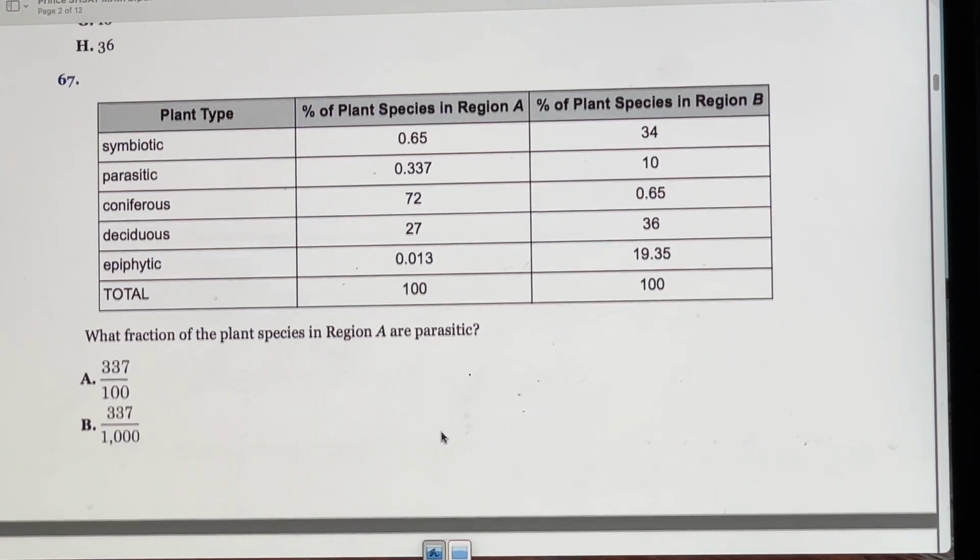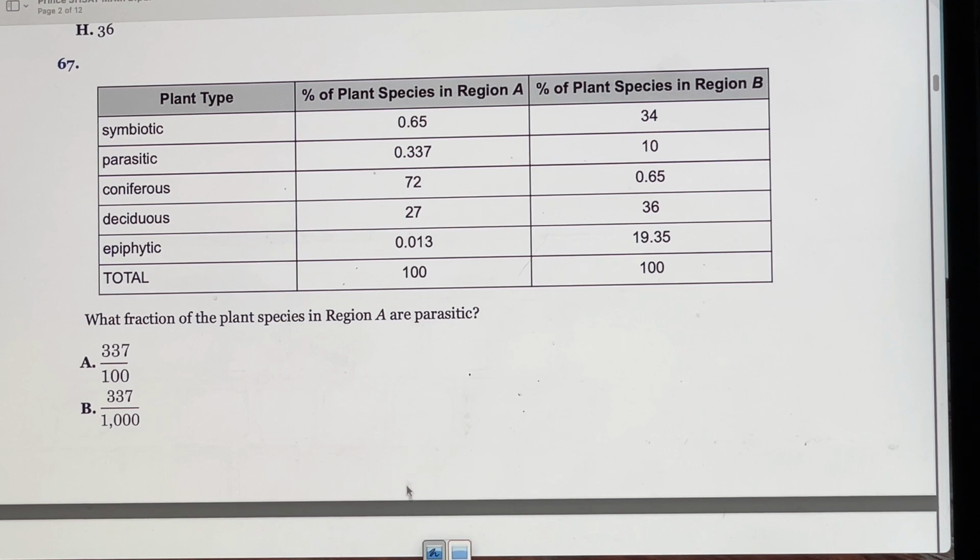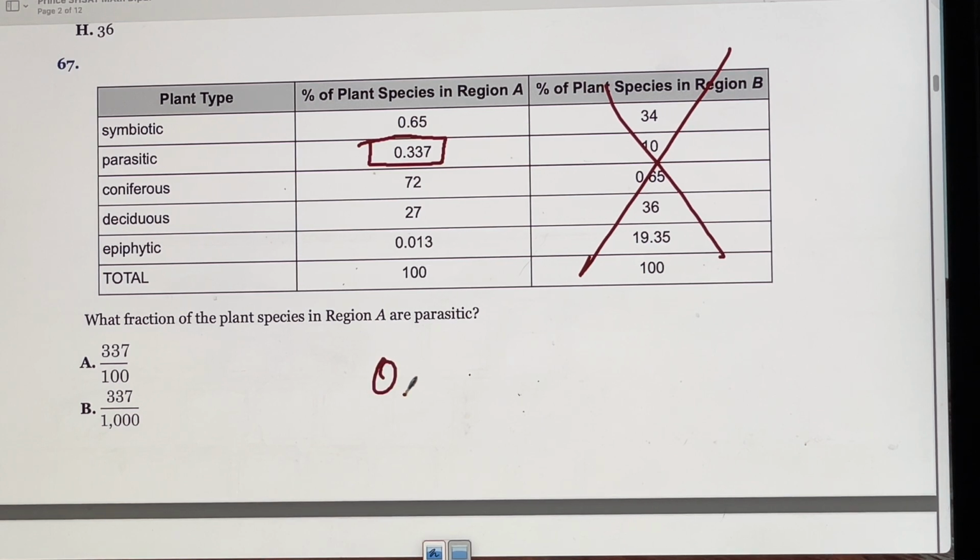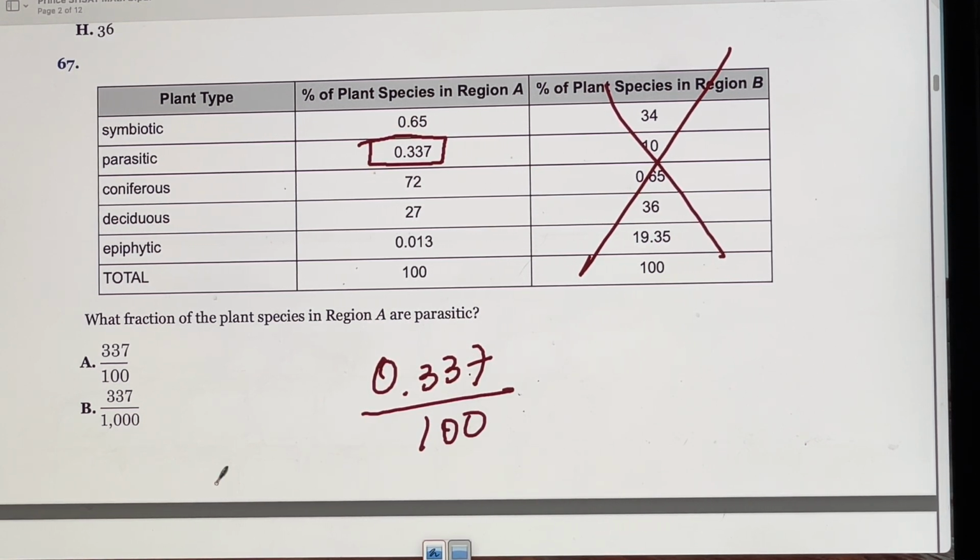67. So the question here is, what fraction of plant species in region A are parasitic? So we're not looking at this. We're looking at here. What fraction is parasitic? Well, parasitic is this guy over here. So 0.337 out of a total of 100 is parasitic.